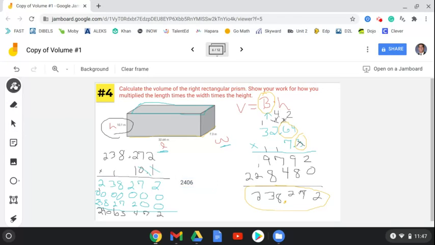It looks like in my answer, I should have 3 after the decimal plus 1 more. So that's 4 total. 1, 2, 3, 4. The decimal should be after the 6. So back to my text box here, I should have 2406.5472. Okay, and label my answer here. It's in meters cubed. That is the volume of this right rectangular prism.